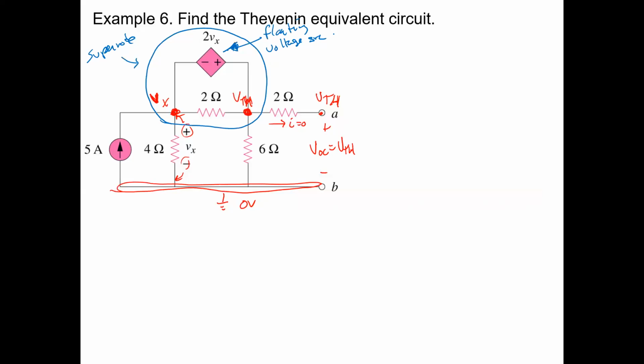Floating voltage source means neither side connects to the reference node. If it did connect to the reference node, then you would know what the node voltage was on the other end. Some people tend to forget that. A floating voltage source is one where neither side connects to ground.